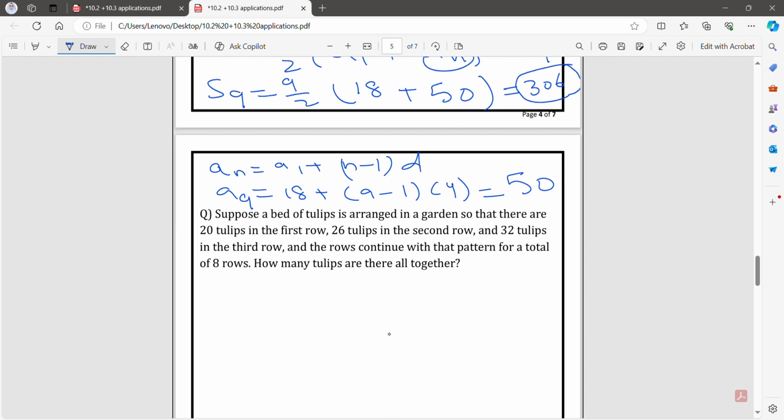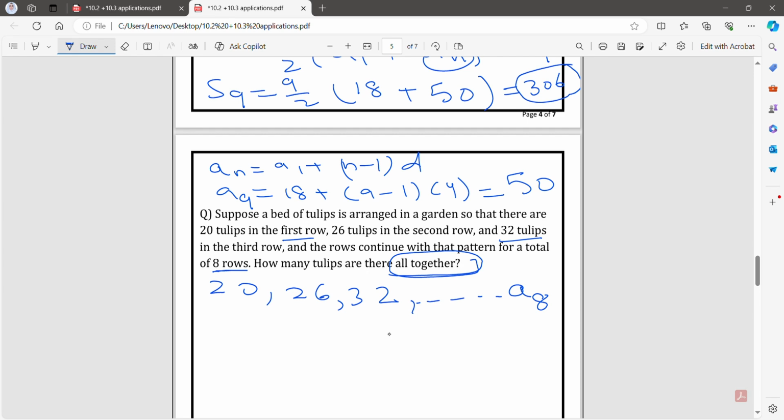In the second question they are saying that we have tulips, and they arrange them so that there are 20 in the first row. So first is 20, second is 26, third is 32, and then the total is how many rows? 8 rows. So we have 8 terms, right? Now what are they asking to find? Again they are saying all together. How many are there all together? So again we need to find the sum.